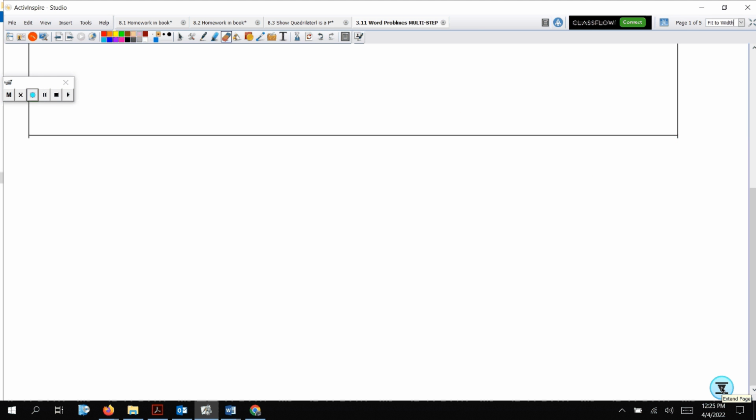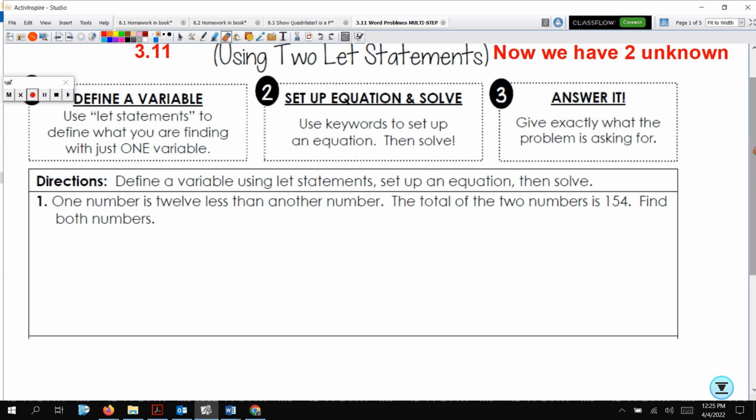All right, let's look at the first example. Define a variable using let statements, set up the equation, then solve. Number one says one number is 12 less than another. Okay, so when we're talking about word problems, usually the last thing mentioned is going to be my x, another number. I know that seems weird, right? So another number, well, let another number equal x.